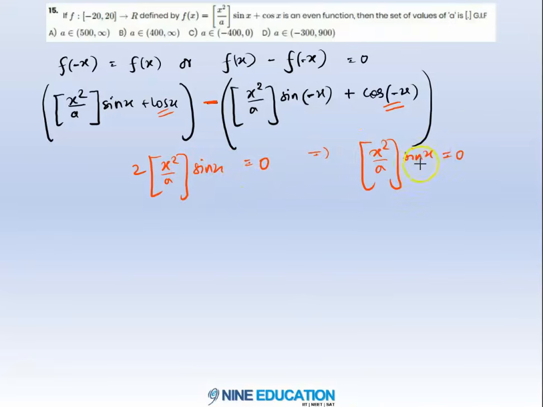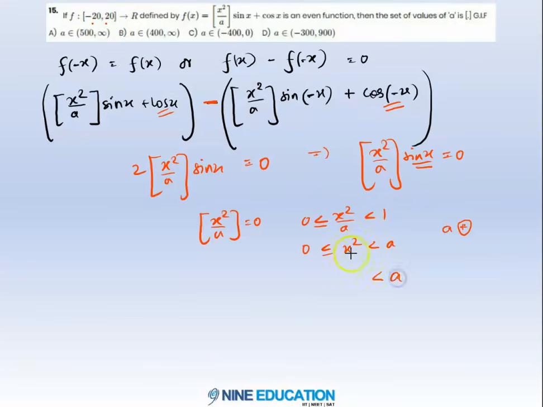So for getting the a values, sin x also can be 0 for some x values, but since we have to get the set of a values, we can put the box of x square by a equal to 0. It means x square by a will take values from 0 till just before 1, like 0.99, because for that also the box or greatest integer value is 0. It's positive, I can say that x square value will be greater than or equal to 0 and less than. Since x belongs to minus 20 to 20, the square value will be from 0 to 400.